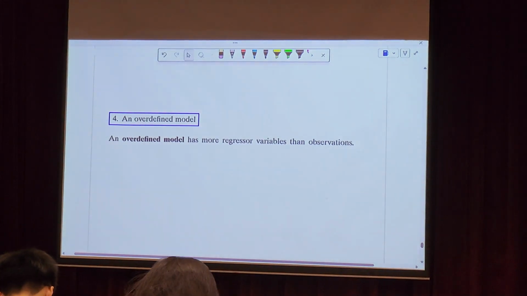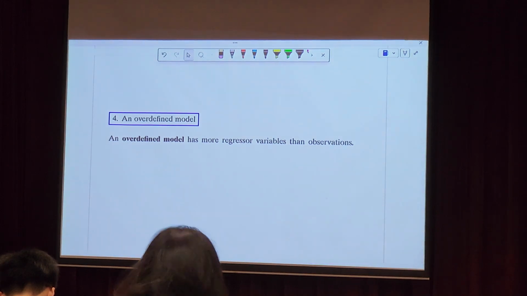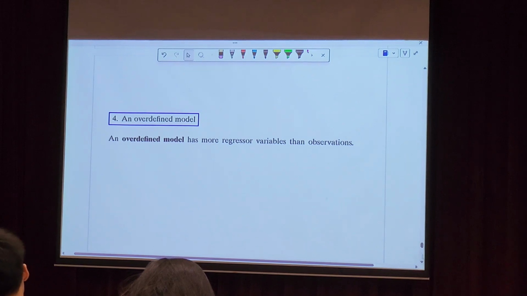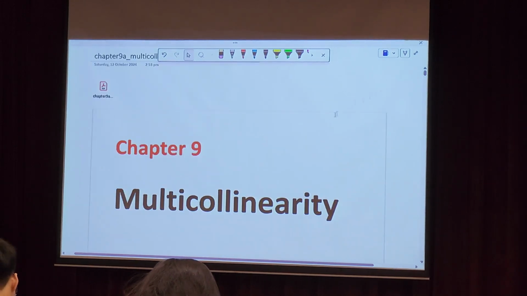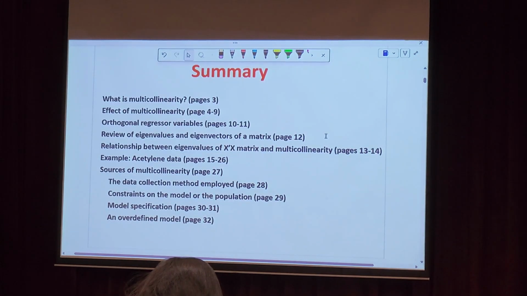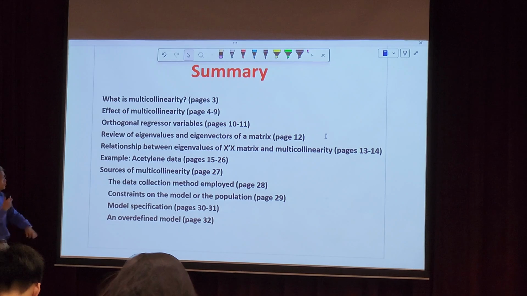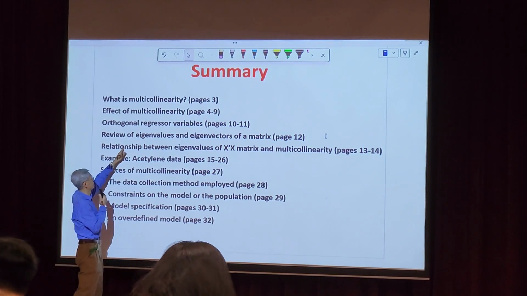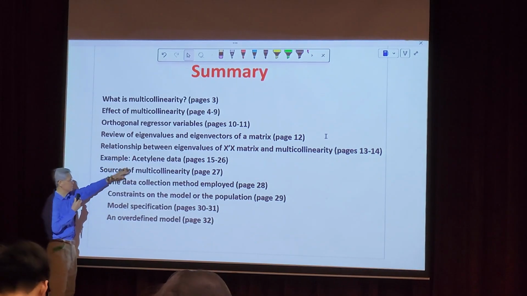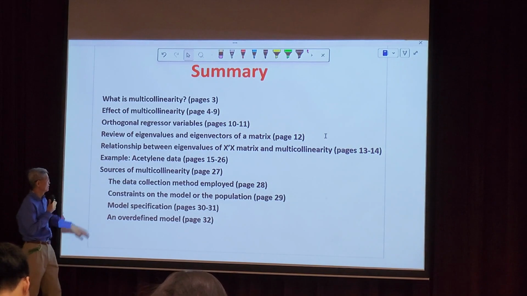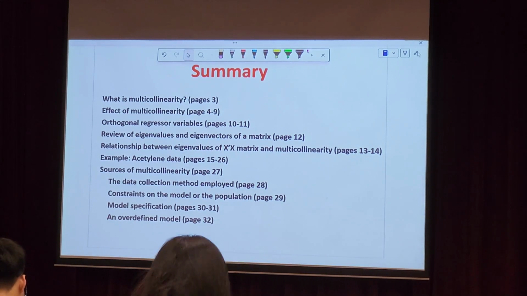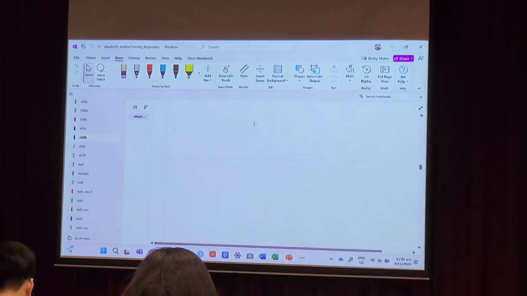The fourth reason is you have too many regressor variables than observations. Then you have an over-defined model, and that's when you have a multicollinearity problem. Okay? So today I showed you two ways to understand the relationship between eigenvalues and multicollinearity. Of course, before that I gave you a review, and then we studied using acetylene data and studied the sources of multicollinearity.